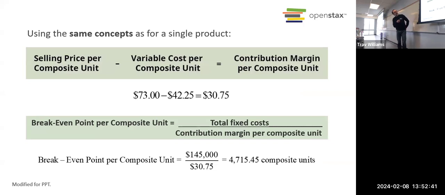So we see it here, selling price per composite unit minus variable cost per composite unit is contribution margin per composite unit. Then we can take our total fixed costs, divide it by contribution per composite unit, and we know how many composite units we would need to sell to break even. Okay. And then from there, we can extrapolate how many units of builder would that be, how many units of architectural, and how many units of restoration. So, any questions? Okay.